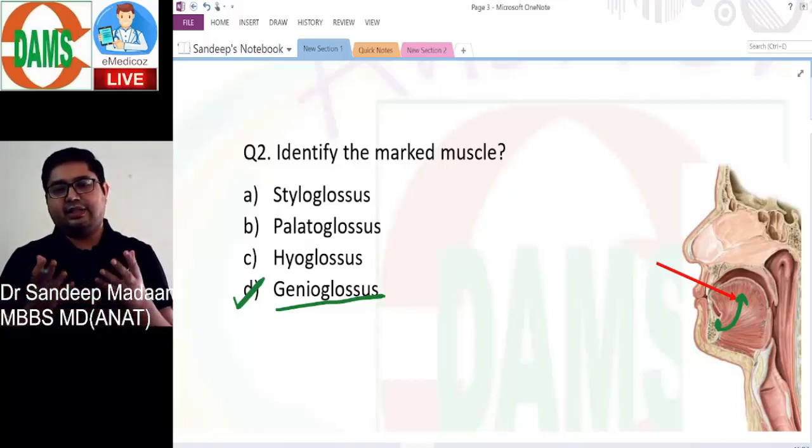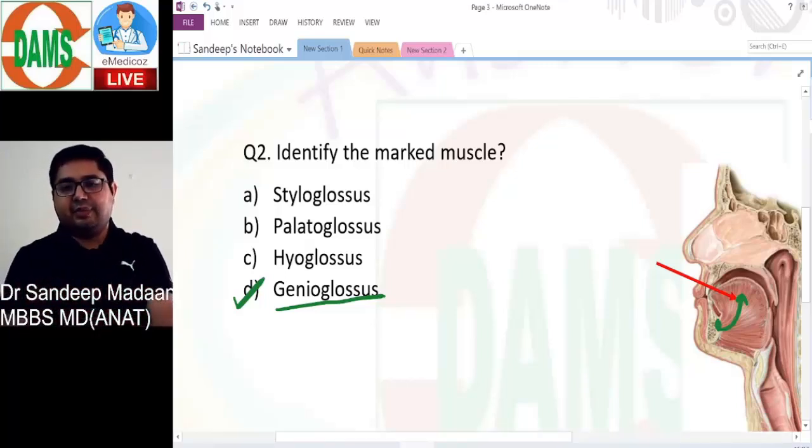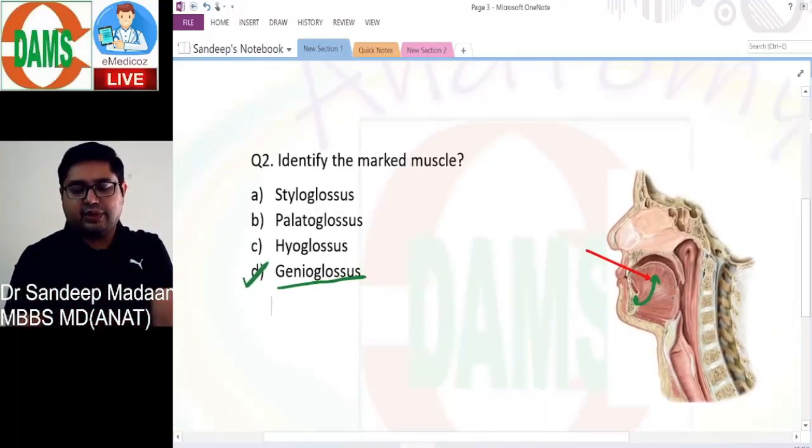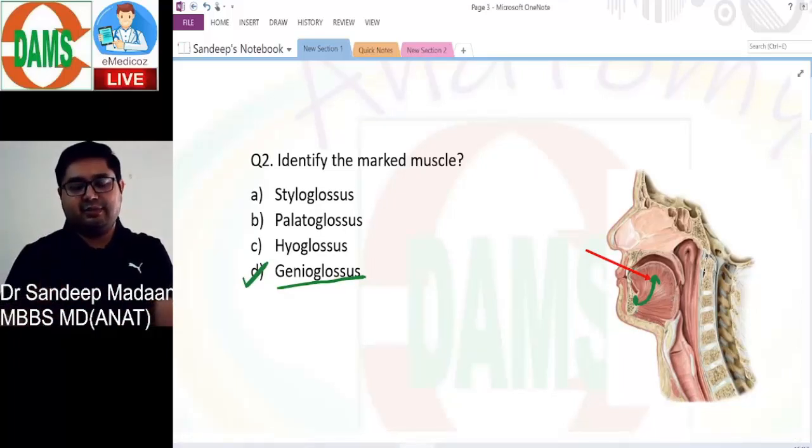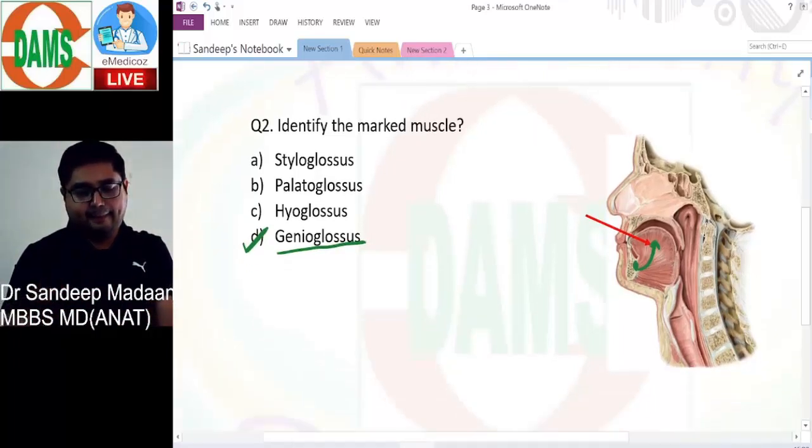So whenever you are examining a patient in an emergency ward, you must ensure the airway is patent, right? Because genioglossus in normal circumstances prevents the blockage of airways. That is why it is called the safety muscle of the tongue, right?